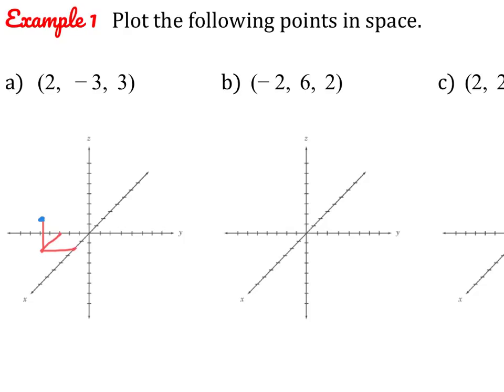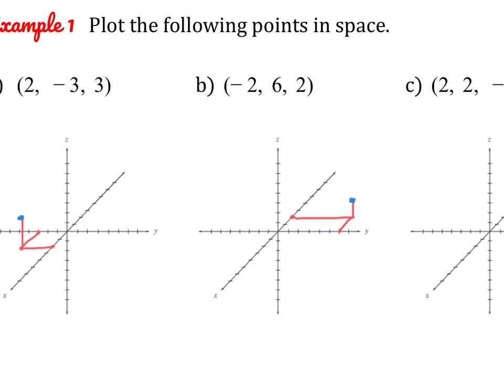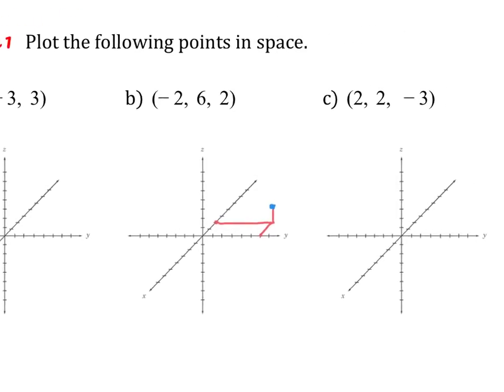So x is negative 2, so that's going back behind your page, and y is positive 6, so that's moving to the right. And once again, let's make a little parallelogram to show out in space where that intersection would be. And then our z value is 2. So from this point on our xy plane, I'm going to move up 2 units. So I just estimate what 2 units would look like, and that would be right here. So with those 3 lines, you can tell clearly where the point would fall.